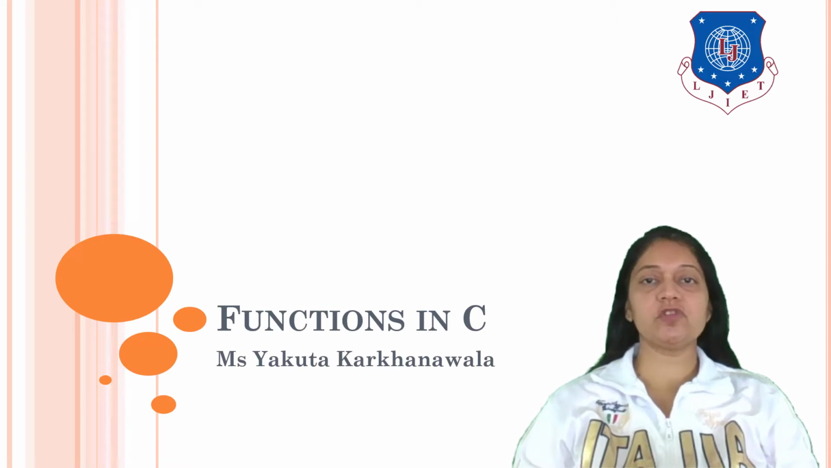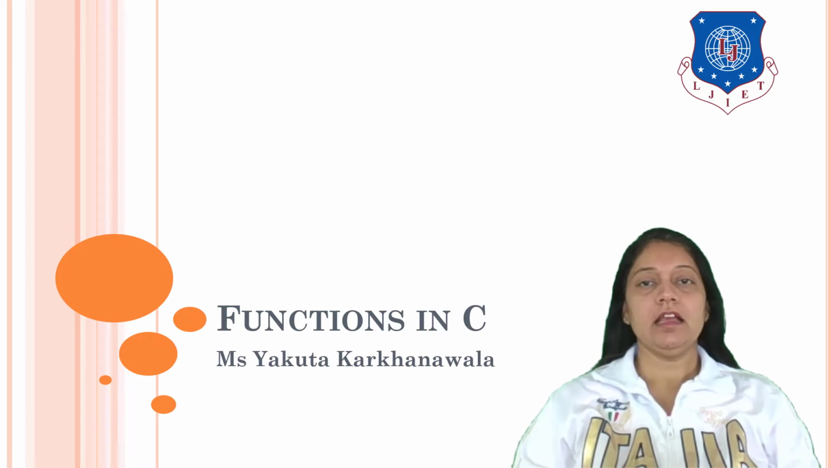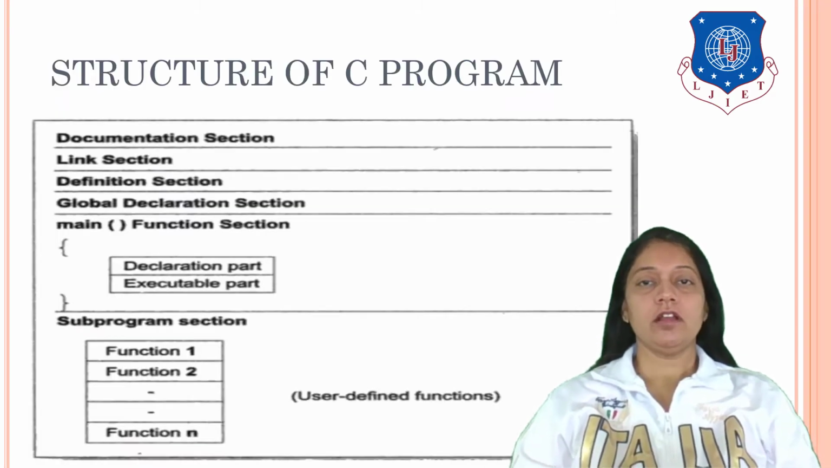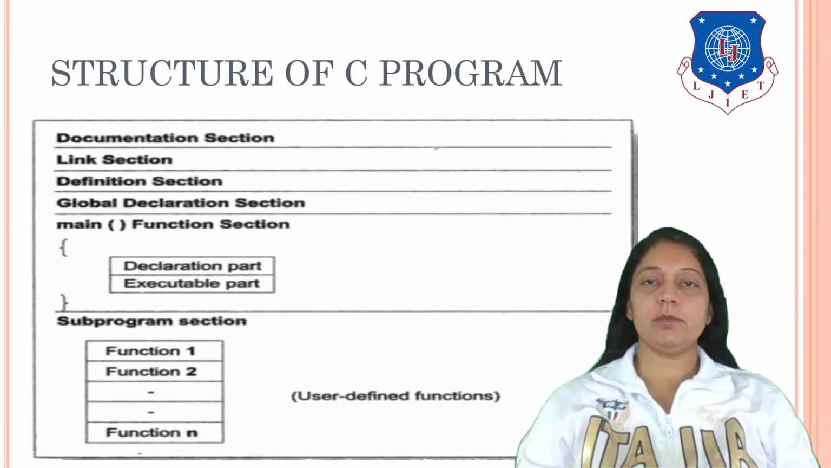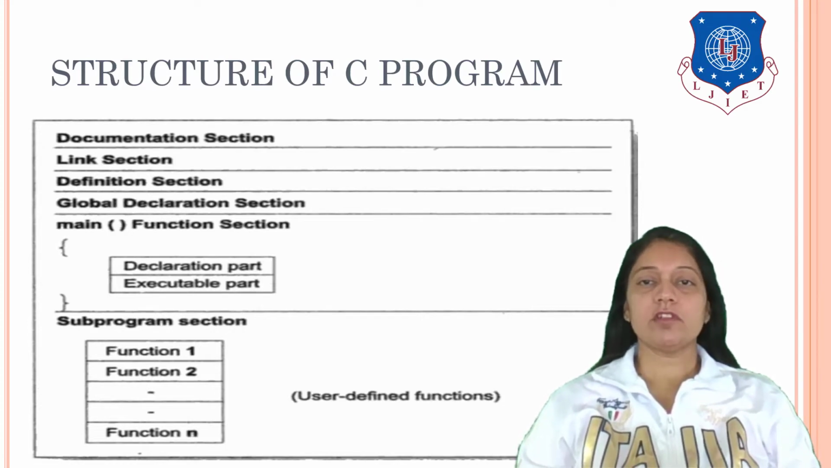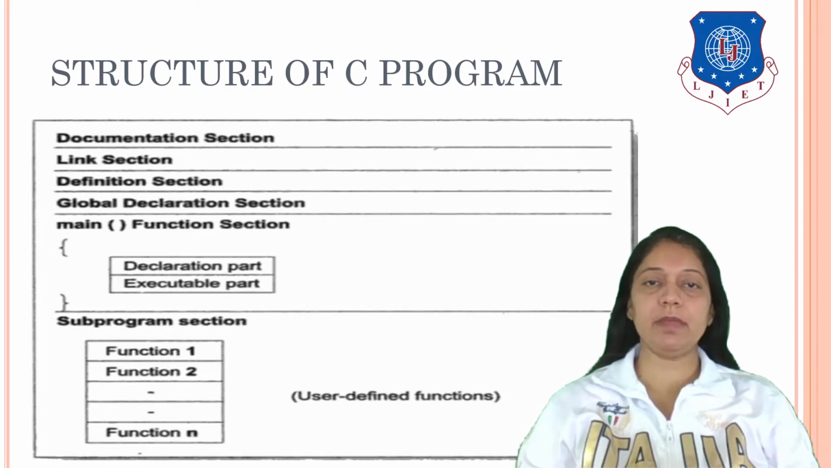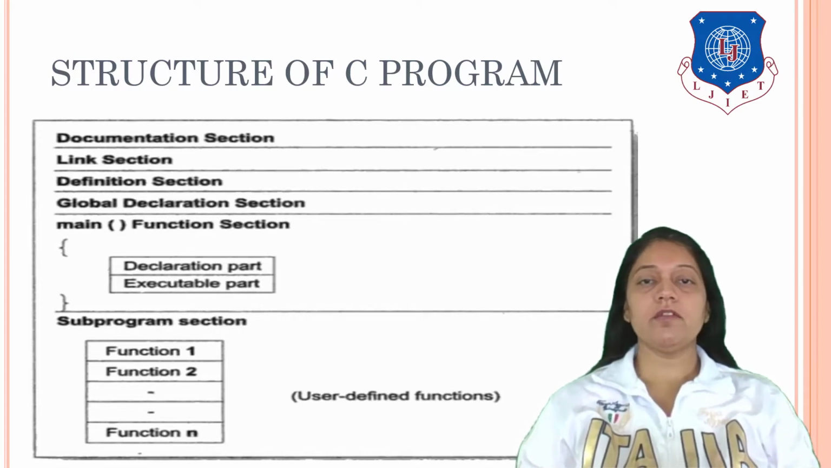So today we are going to start with the new chapter, that is functions in C. Let's recall this topic, the structure of a C program, which we have seen in the chapter on fundamentals of C. What was the structure of a C program? A C program is divided into different parts: documentation section, link part, definition part, global declaration, and main and the subprogram. We have seen the details of all these different parts in my earlier videos.